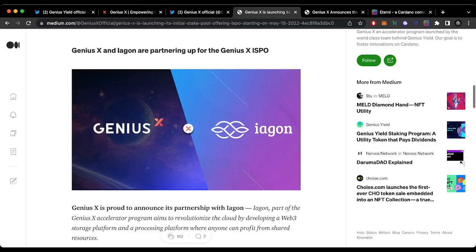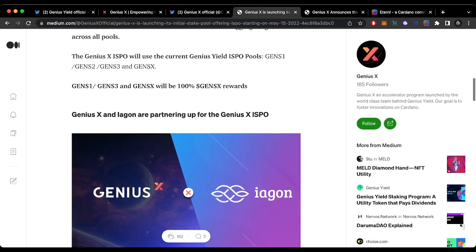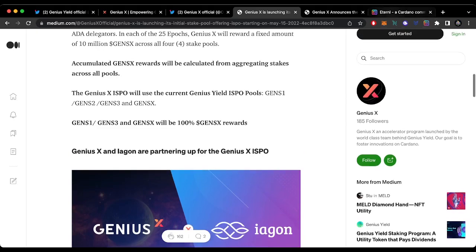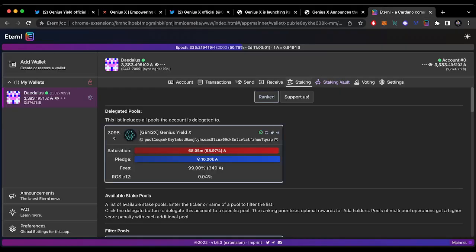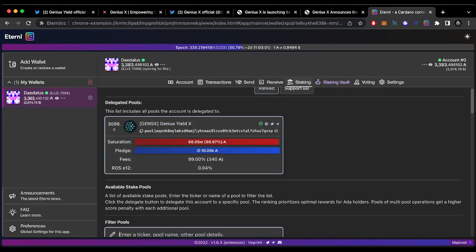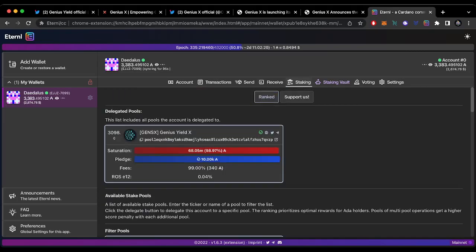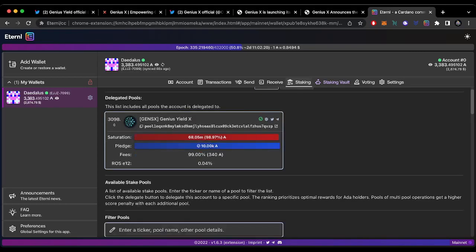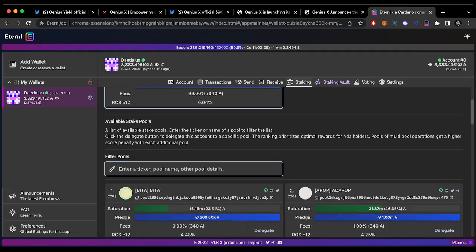So this is very, very interesting because at the moment, if we have a look at all these pools, I'm bringing you over to one of my Eternal wallets. I'm taking you over to the staking section. As you can see, guys, I am currently staked to Gens X. I've been staked to Gens X since day one, long before I became an ambassador, and I will stay staked, but I'm actually going to move and I'll explain why.